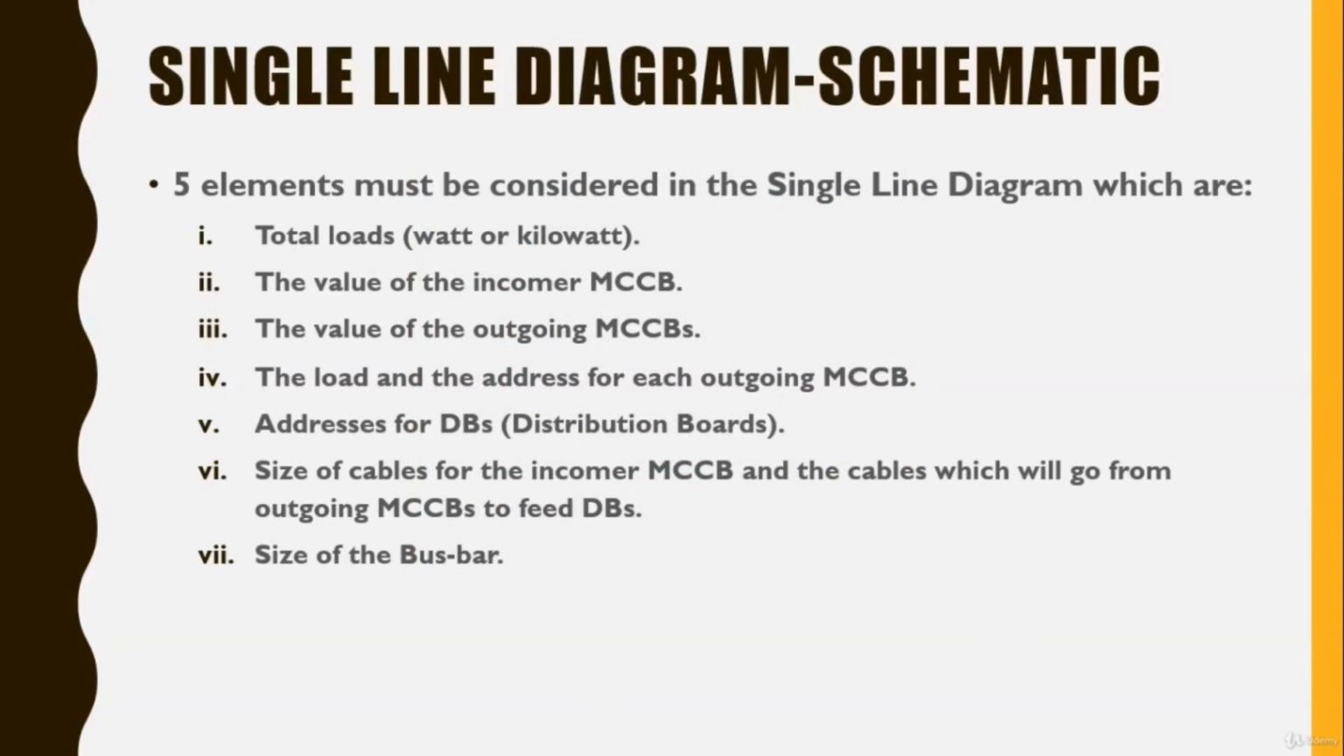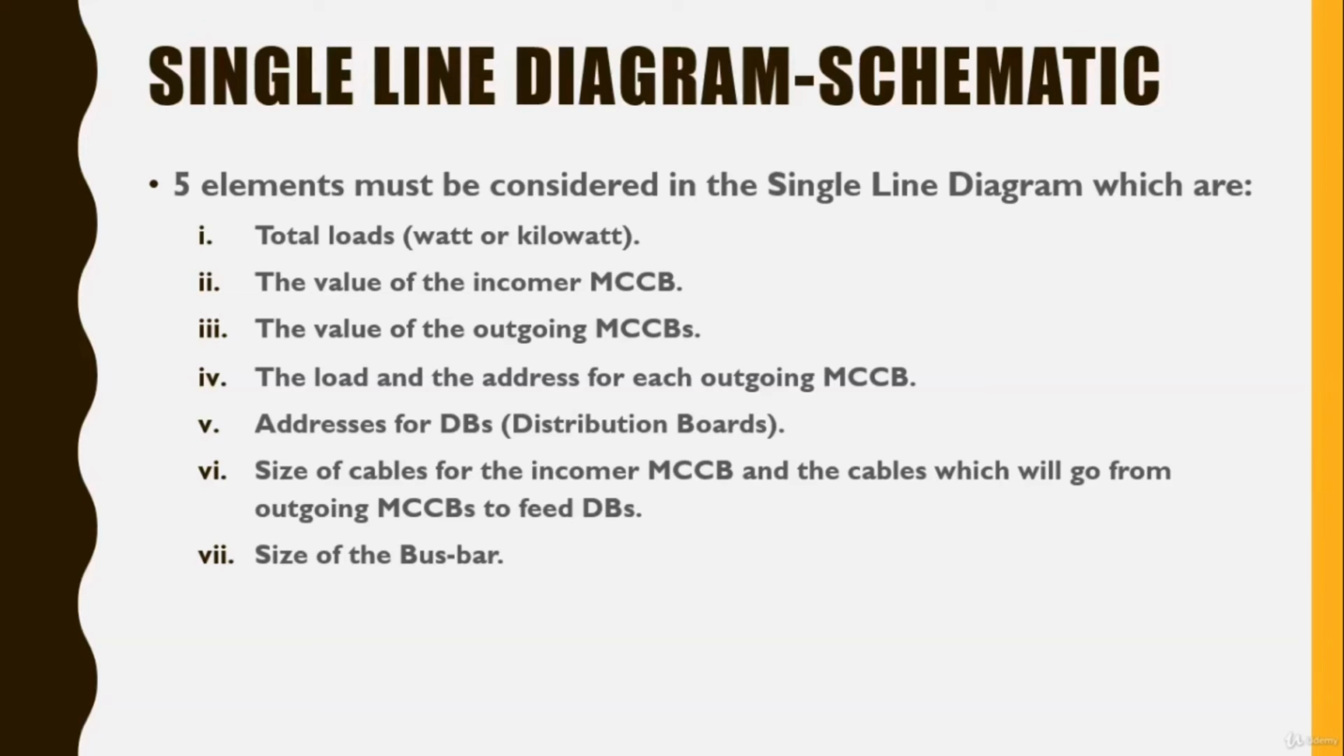Single line diagram, or schematic. Listen, the single line diagram is like the ID card of the MSB, so it defines the MSB. Let's read together. Elements that must be considered in the single line diagram are: number 1, total loads in watt or kilowatt. Number 2, the value of the incomer MCCB. Number 3, the value of the outgoing MCCBs.